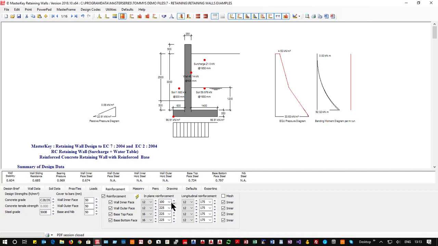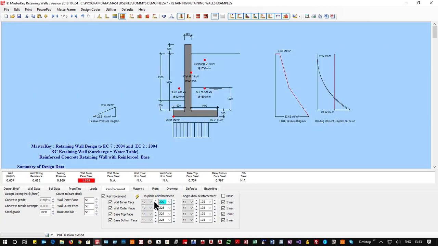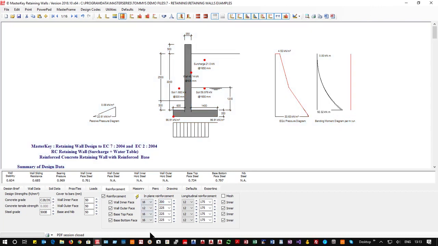So 12s at 100 would do the job, or 16s at 200, and I can play around with all of these. In my case I prefer to see them at 200 centers. It's a nice even number and allows for easier fabrication. So I'm going to change my distribution steel as well down to be 12s at 200, keep it simple. So that's again how simple it is to do your reinforcement.